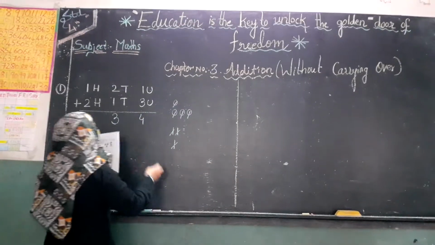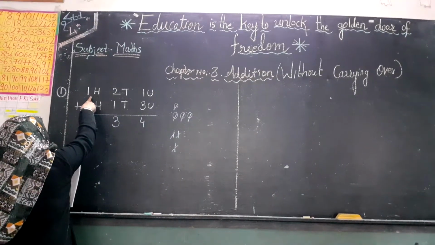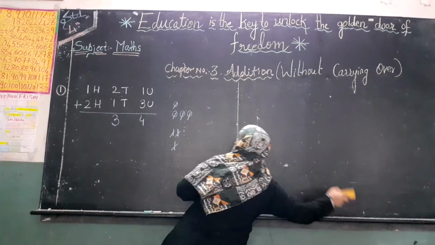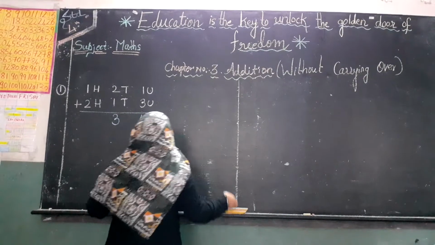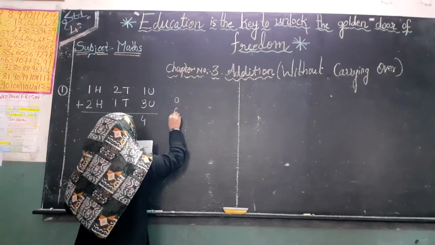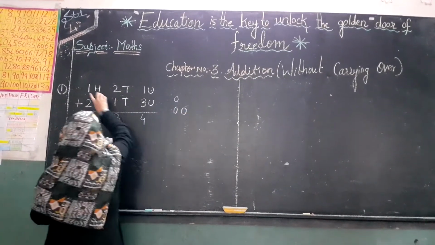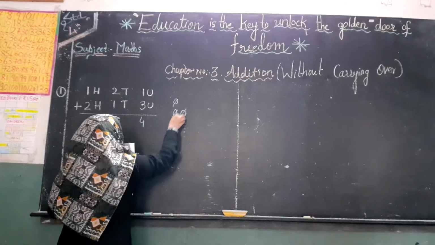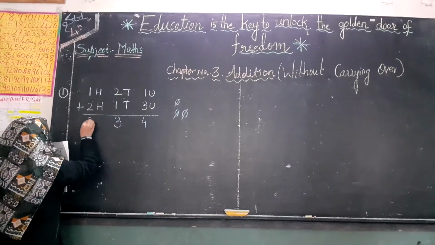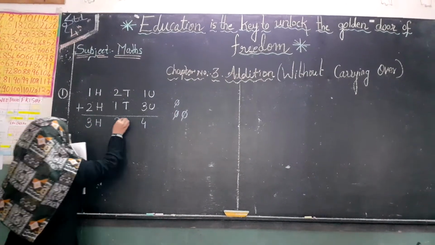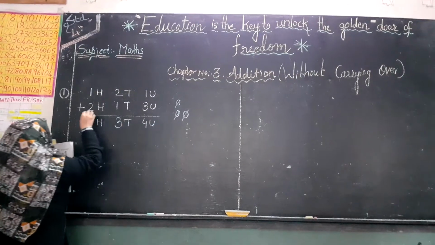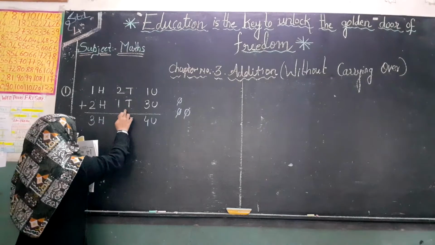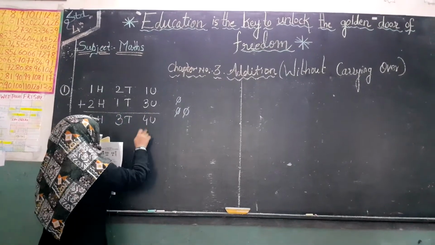Now next we have to add 1 plus 2. So we will draw 1 and 2 balls. 1, 2, so 1, 2, 3. Then the answer is 3. So in hundreds the answer is 3, then tens 3, units 4.